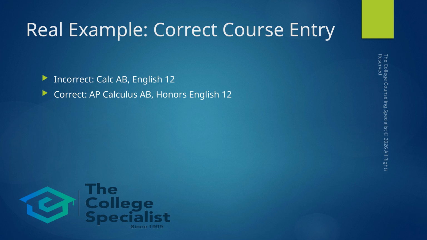Think of your course list as a professional document, clean, precise, and easy to interpret. This example demonstrates how a simple shift from shorthand to full titles can elevate your academic presentation and help admissions officers understand the true strength of your coursework.